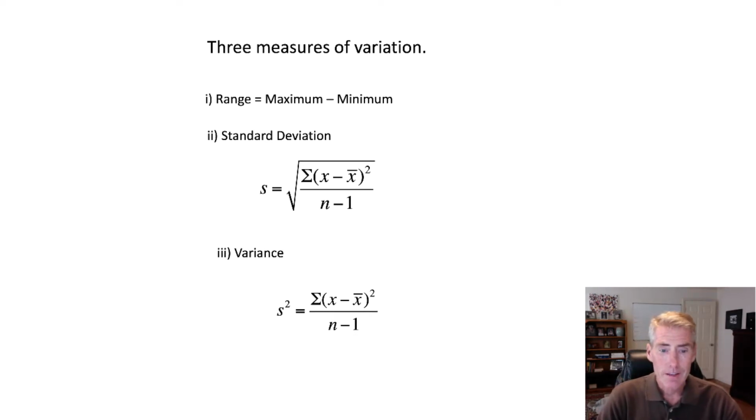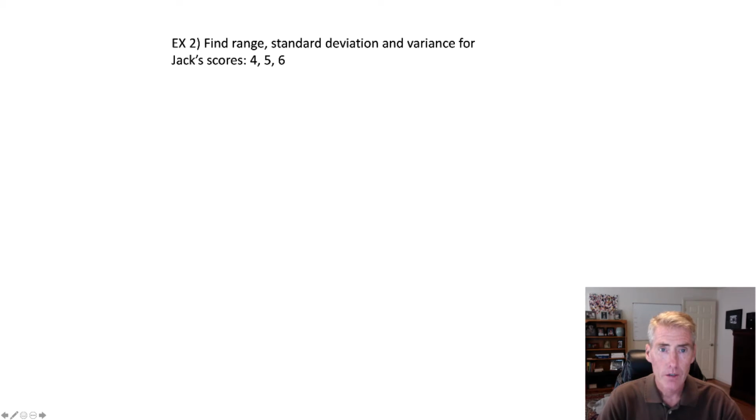Variance is basically the same thing as standard deviation, except it does not have that square root. Or in other words, you just square both sides of this equation and you get variance. Okay, so now let's do that with Jack's scores, which were 4, 5, and 6. So the range, you just subtract the biggest minus the smallest, equals 2.